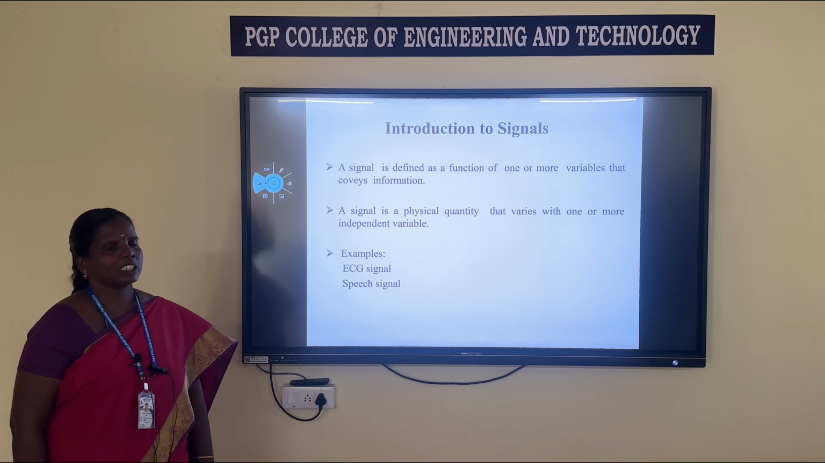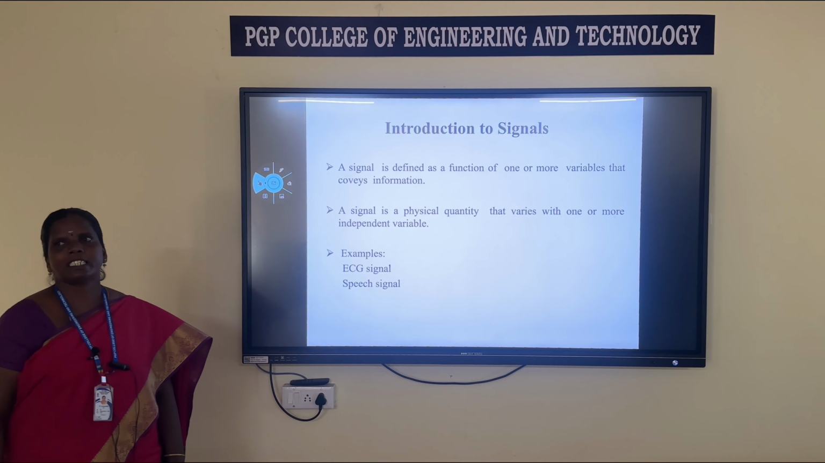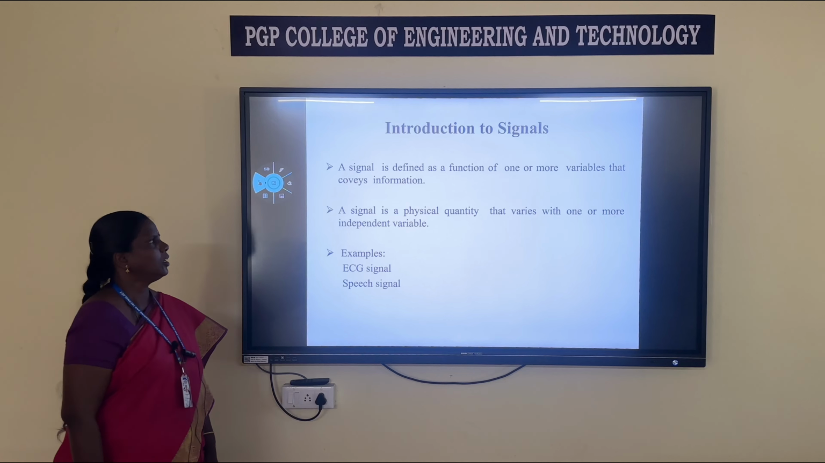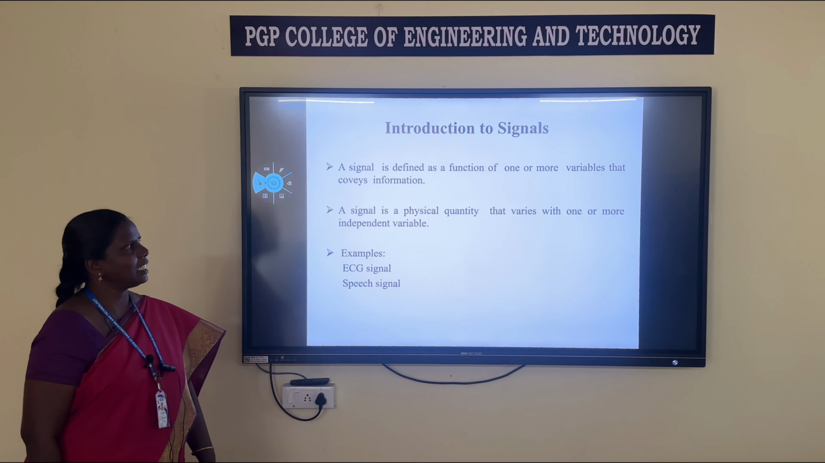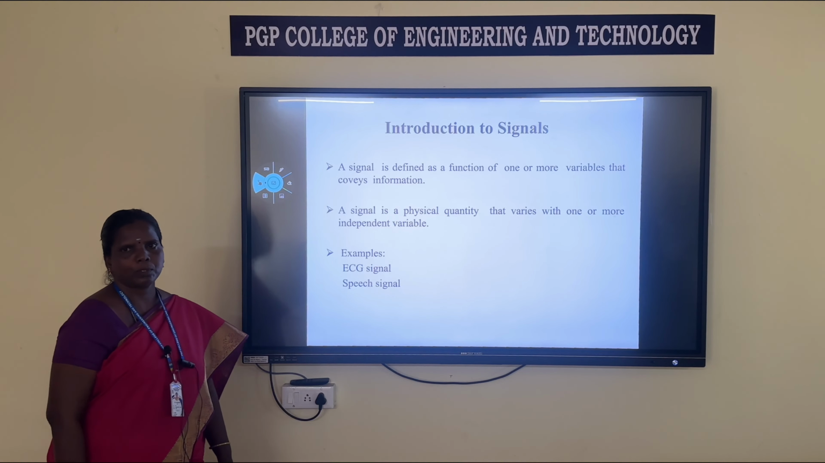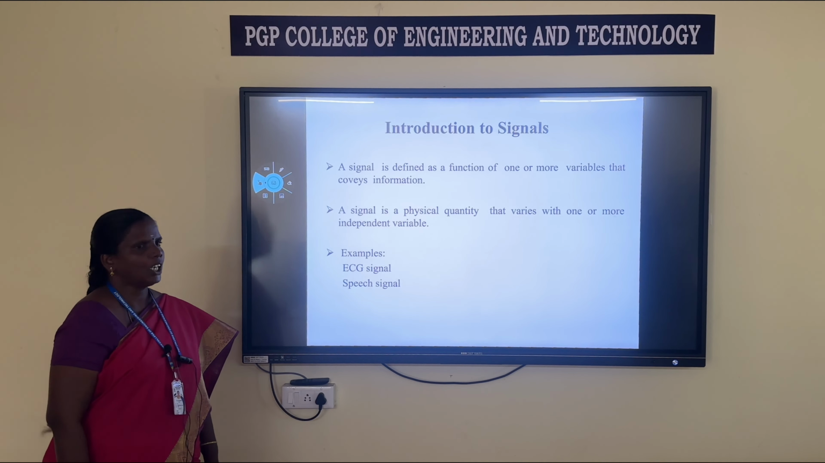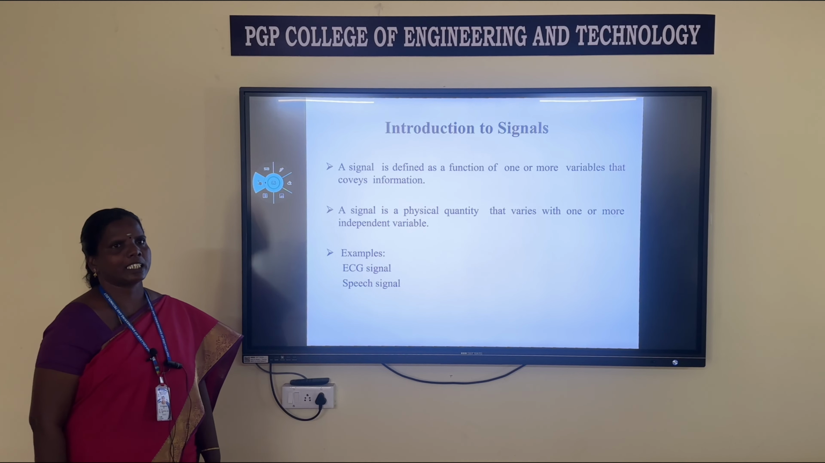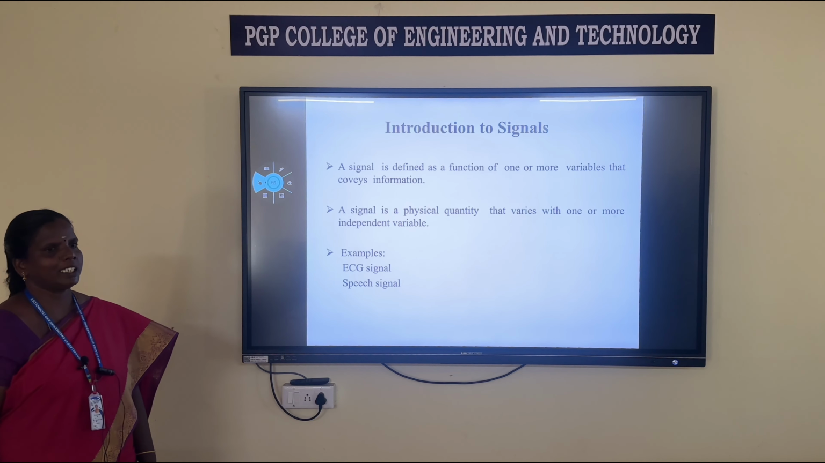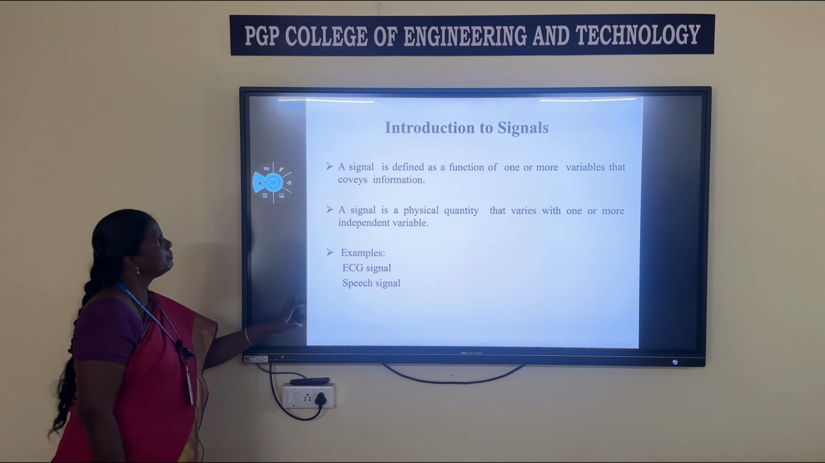A signal is defined as a function of one or more independent variables. Generally the signal is used to convey information from one place to another place. We can define a signal as a physical quantity that varies with one or more independent variables. Some examples of signals are the ECG signal, which is represented by electrical activity of the heart, and the speech signal, which represents the sound produced by humans.